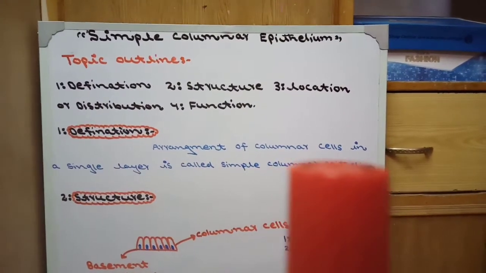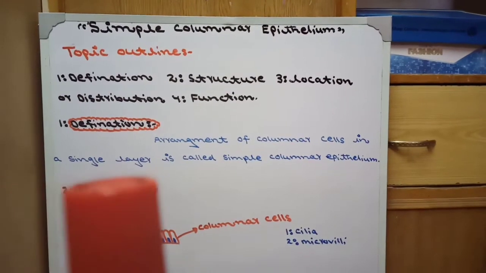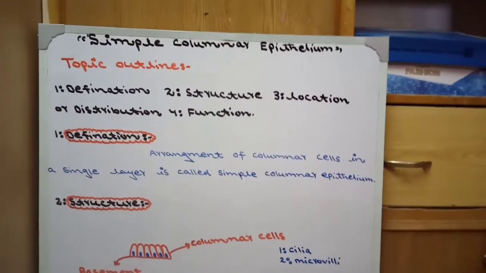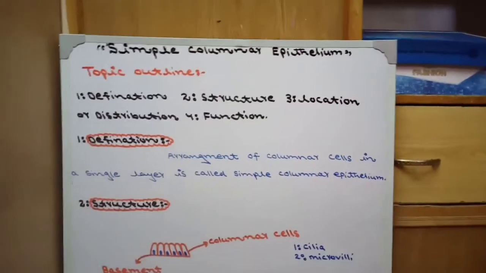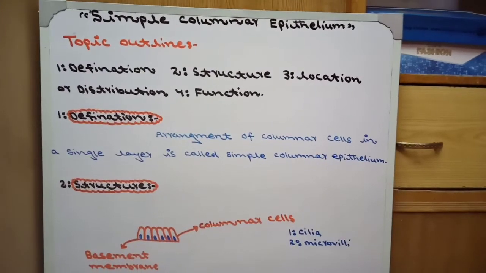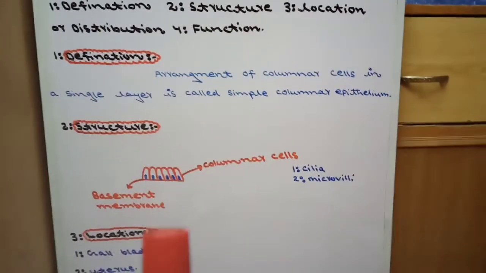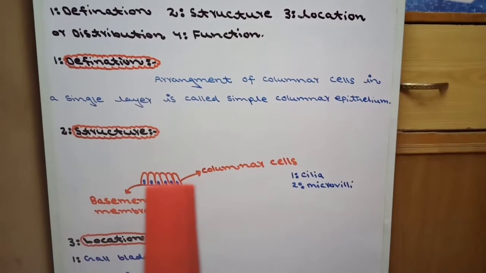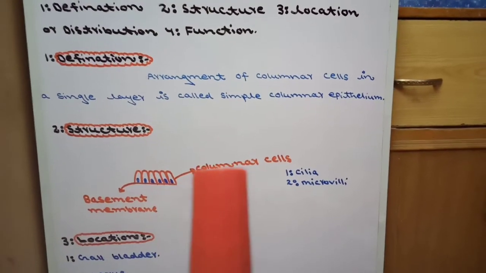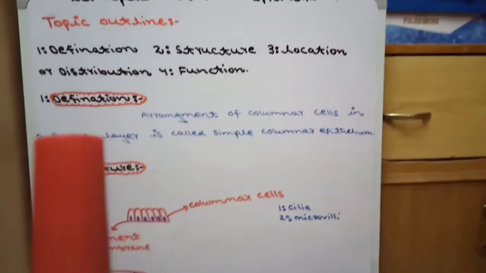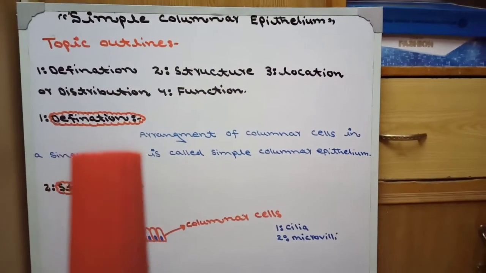Arrangement of columnar cells in a single layer is called simple columnar epithelium. Meaning, if columnar cells are arranged in a single layer, it is called simple columnar epithelium. Like this is the single layer arrangement of simple columnar cells and they make a simple columnar epithelium. This is the definition of simple columnar epithelium.